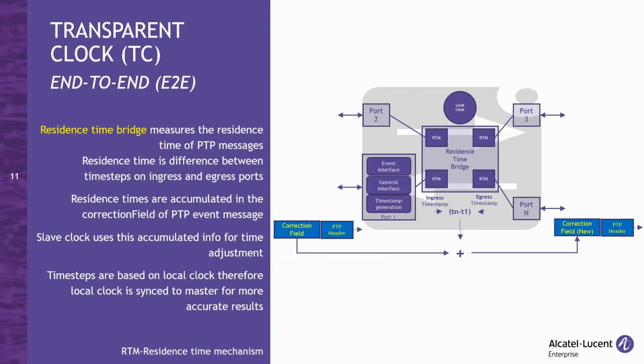In this example, you can see event message ingressing port 1 and egressing through port N. This message will be timestamped on ingress and egress, and residence time bridge will calculate a residence time as a timestamp on egress port minus timestamp on ingress port. This value will then be accumulated into correction field of event message.